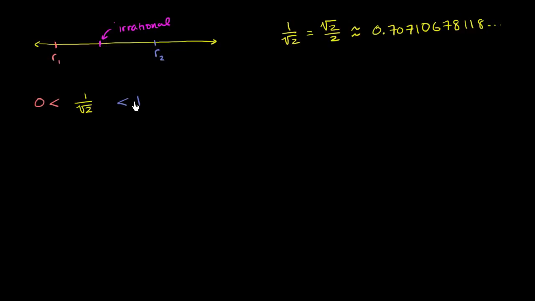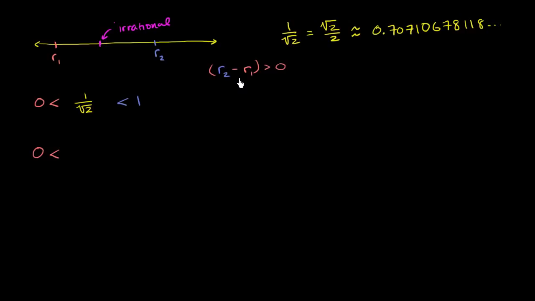So let's multiply all three parts of this inequality by R2 minus R1. We're assuming R2 is greater than R1, so R2 minus R1 is greater than 0. If you multiply the different sides of an inequality by something greater than 0, you don't switch the inequality. So 0 times R2 minus R1 is still 0.